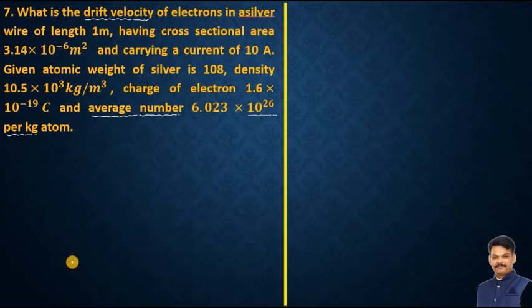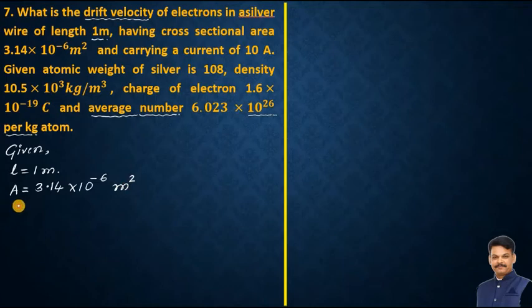But in the previous problem, all the information regarding the drift velocity was there. Simply we used the formula and calculated it. But let us see what happens here. Here 1 meter is the length of the wire and it has a cross-sectional area. So let us first note down the given information. Length of the wire is 1 meter, area of cross-section is 3.14 into 10 raised to minus 6 meter square, and carrying a current, it means I is equal to 10 ampere.